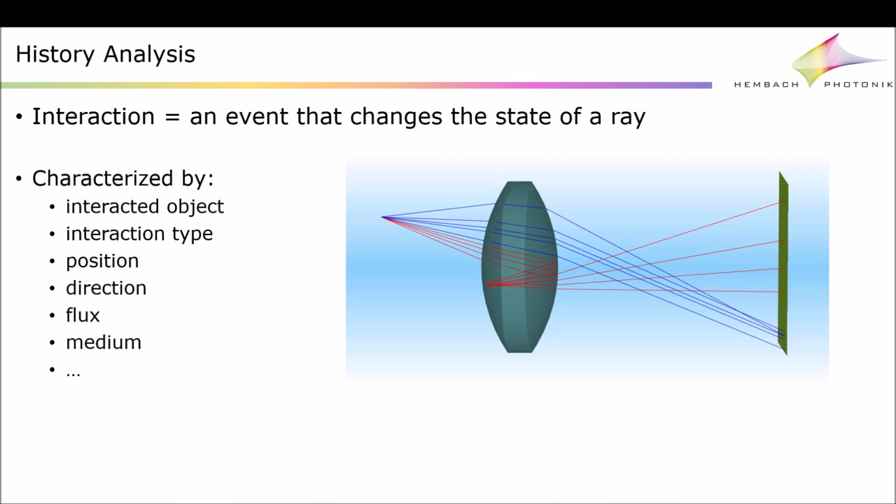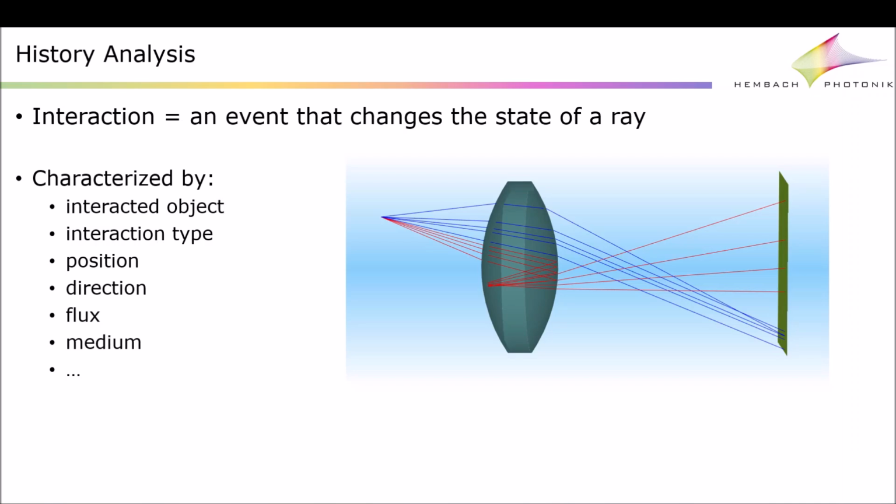An interaction is characterized by a couple of properties. First of all, the interacted object. An interaction always takes place between a ray and an interaction partner. In most cases, this will be a surface, but it can also be a medium in which the ray is scattered or absorbed, or a source in which the ray is created.